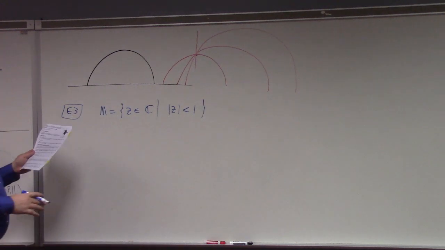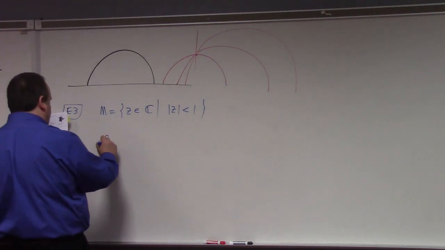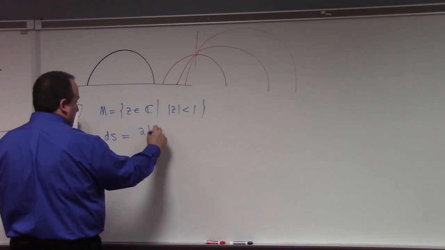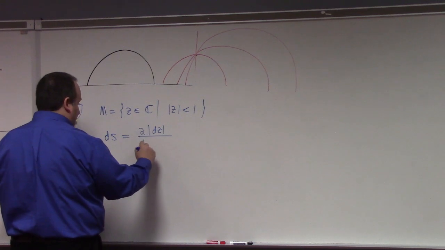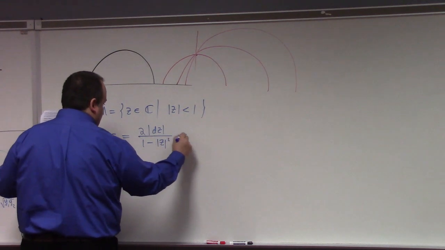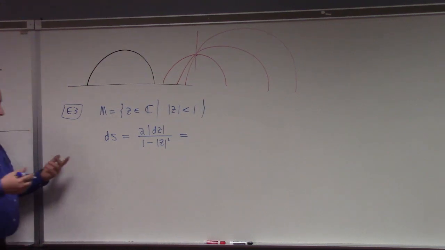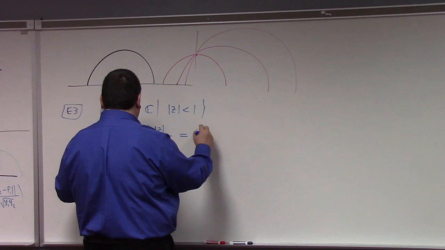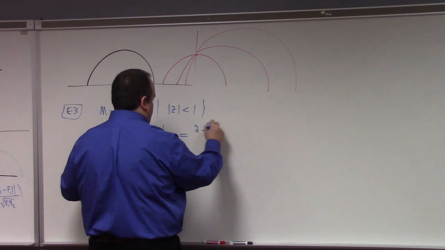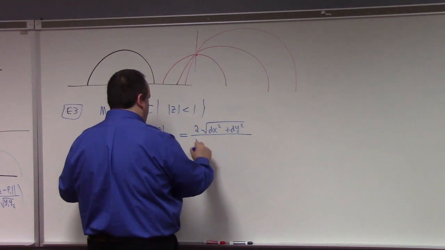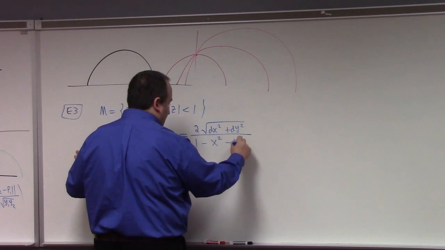So that's the set. What's the metric? Well, the metric in complex notation looks like this: ds is 2 times the Euclidean length of dz divided by 1 minus the modulus of z squared. Now, if I write that in terms of Cartesian coordinates, this is exactly 2 times the square root of dx squared plus dy squared, divided by 1 minus x squared minus y squared.